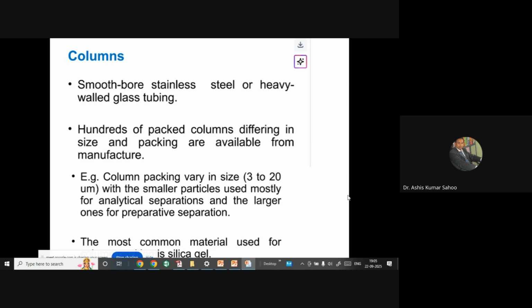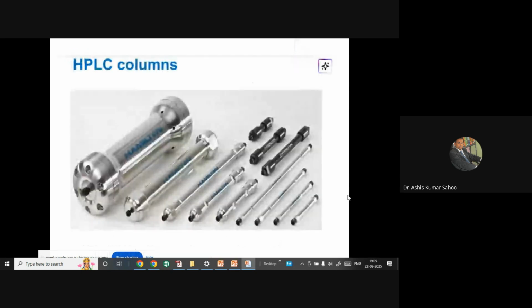So let's see how these columns look. You can see these columns. These are different size columns used for different purposes. The column size varies depending upon the mixture. It can be stainless steel, and a chiral column will be given here. We can use a chiral column for the separation of ions.